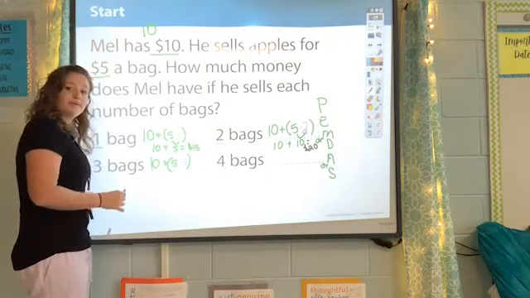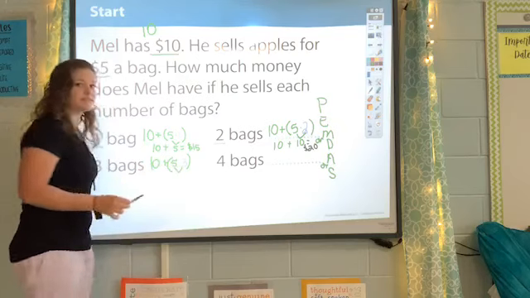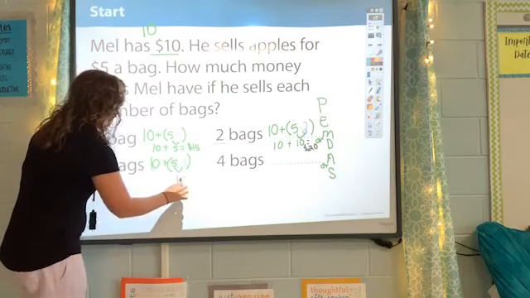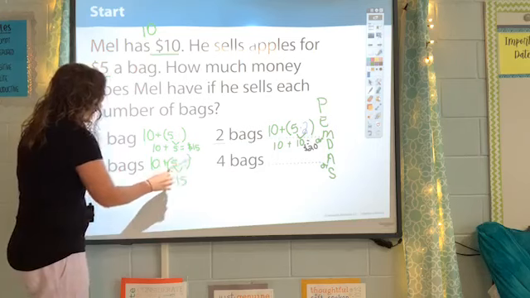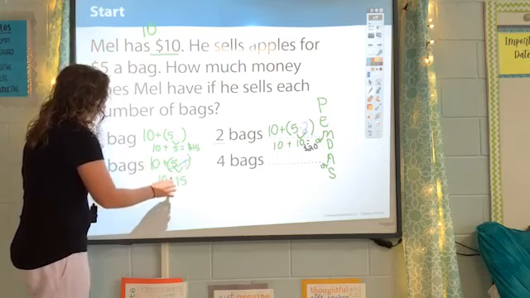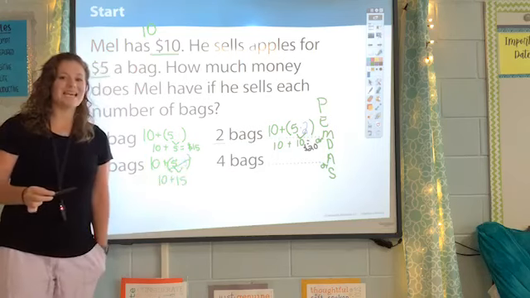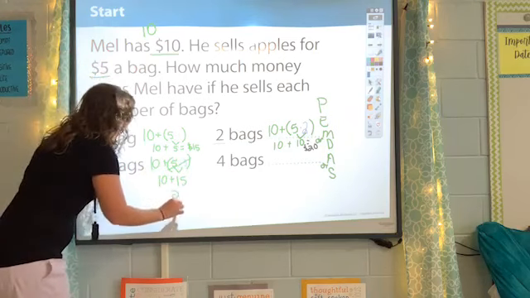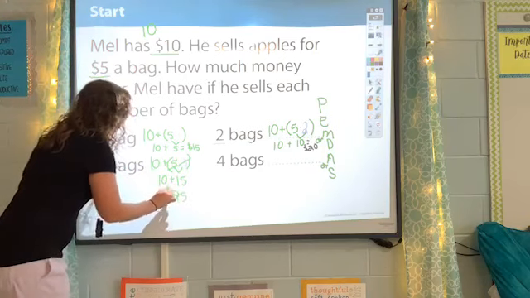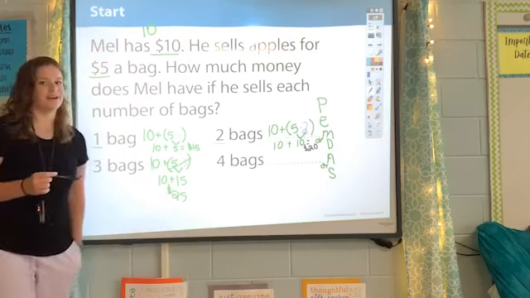So we're going to do our parentheses first. 5 times 3 is 15. I use that. Bring everything else down without touching it. And I've got 10 plus 15, which gives me 25. So if he sells 3 bags, he has $25.